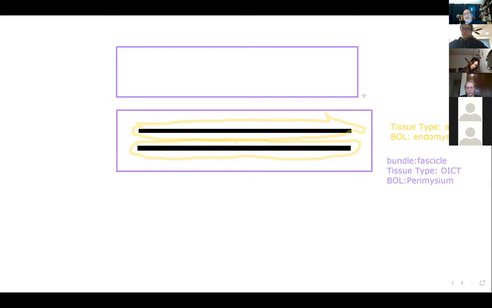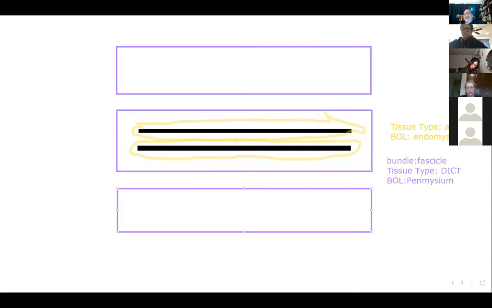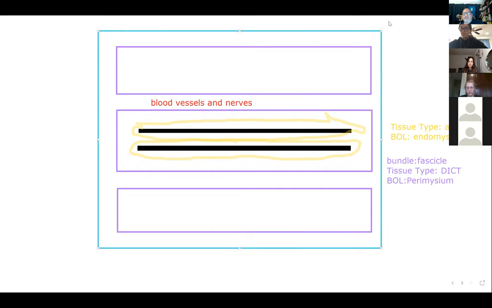A muscle will be made up of multiple fascicles. And these fascicles plus blood vessels and nerves are going to be bundled together to form a muscle. So now again, our structure is the actual muscle, the organ. Oops, that did not write at all.